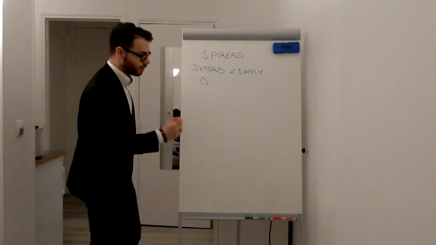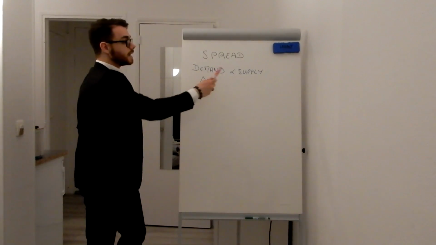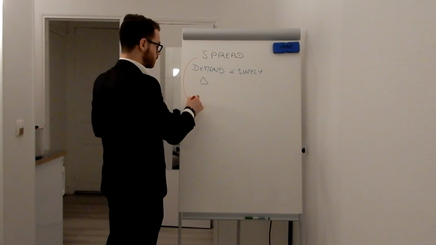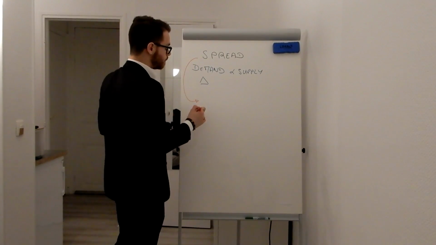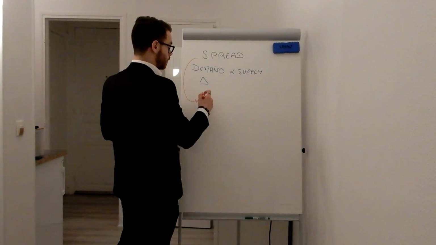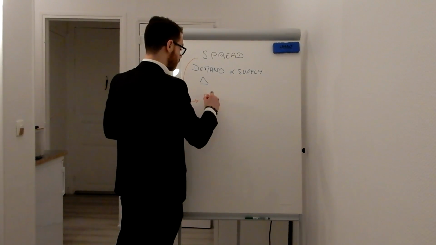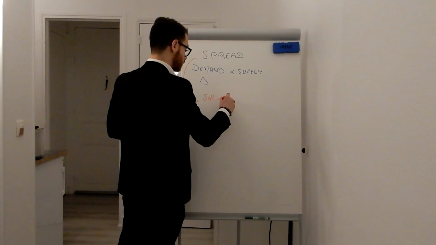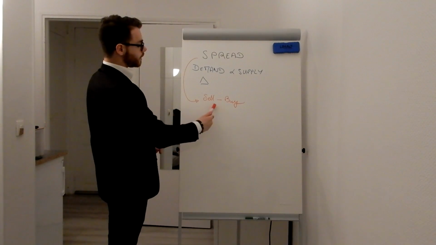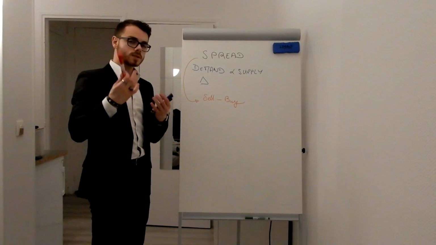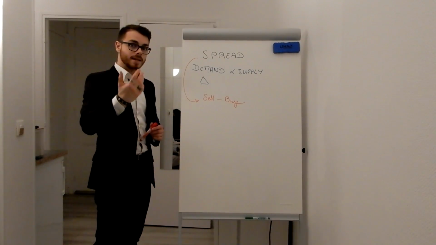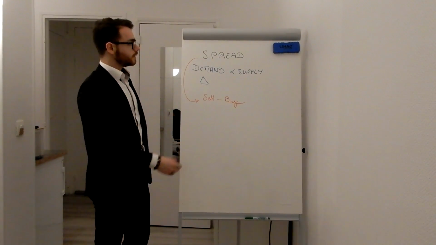First, we should try to define the spread, then see how they act towards it. So the spread, to put it rather simply, is the difference between the selling price minus the buying price. So once you have these two elements, you start to understand where demand and supply play into the spread.